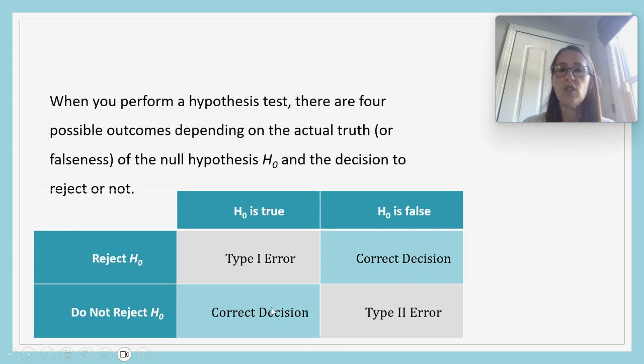error. So there are 2 situations where H0 is false and you reject it, that's good, or it's true and you do not reject it, that is also good. But you have these 2 different types of errors depending on which situation you're in.